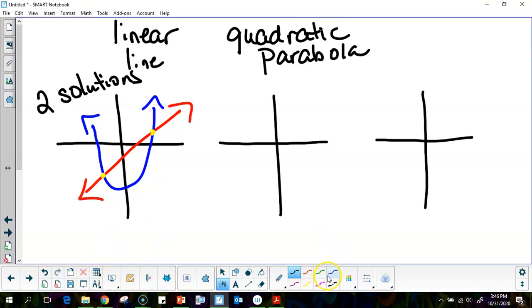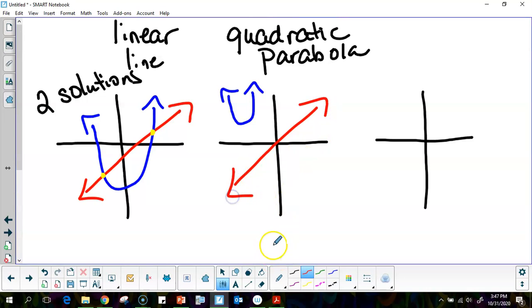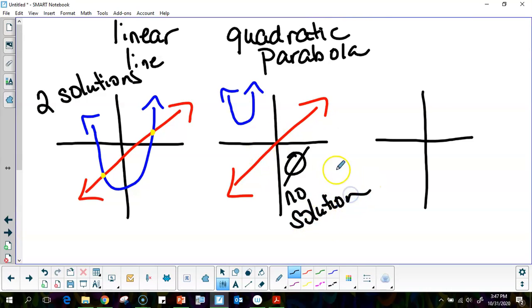But there could also be a situation where you have this parabola over here, and then your line is way over here. In this case, they don't ever cross each other, so there is no point at all that they have in common. That's what we're really looking for. What points do they have in common? In what situation are both of these equations true, basically? So in this situation, there would be no solution. So you would answer it that way.